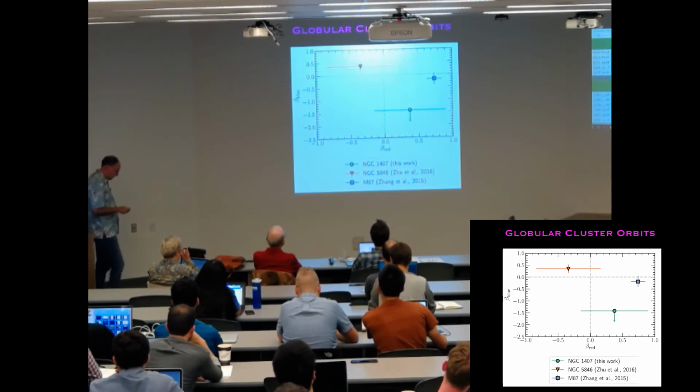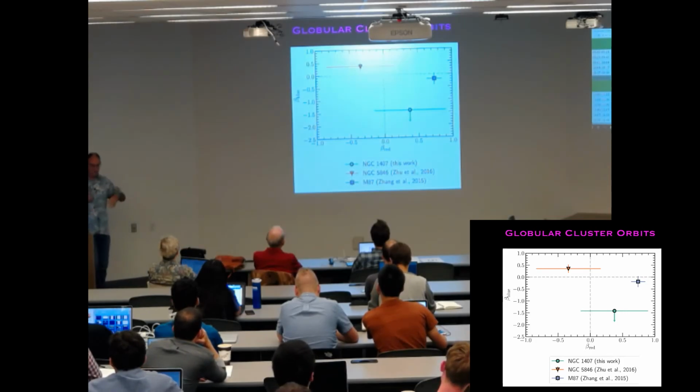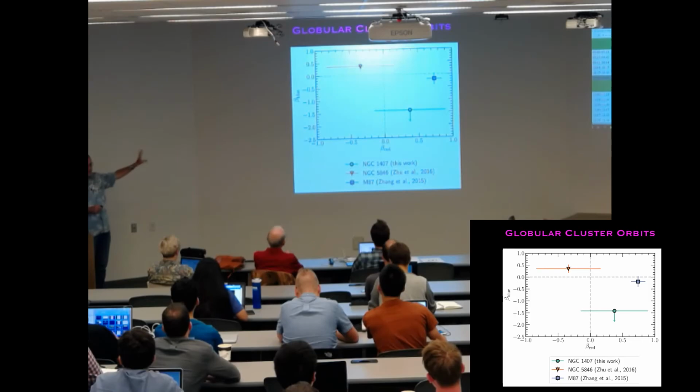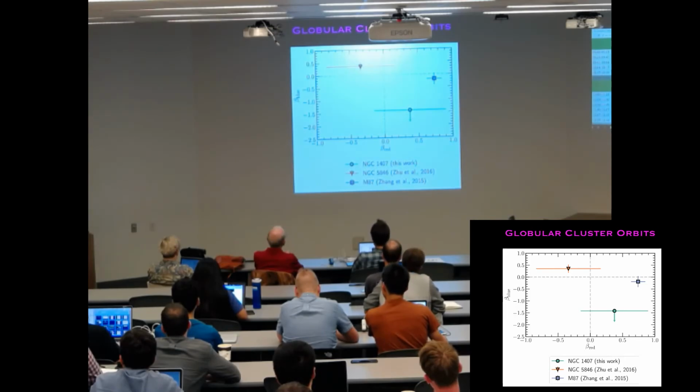The interesting thing about this diagram is that we would generally expect globular clusters to be on radial orbits, and so we'd be up here in this diagram. So clearly there's only 3 points here, a lot more work to be done, but interesting tension, if you like, with theory of the early stages.